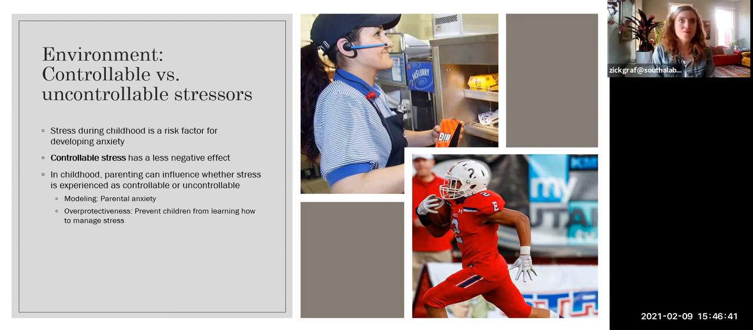On the other hand, or not really on the other hand, relatedly, parents who are anxious themselves are more likely to be overprotective of their children, to try to shelter their children from experiencing any stress at all, rather than allowing their kids to experience age-appropriate stress that the kids have the tools to be able to manage and control. When children are never allowed to experience stress in their environment, they never learn how to cope with it and how to manage it. And so any stressors they experience later are experienced as uncontrollable.